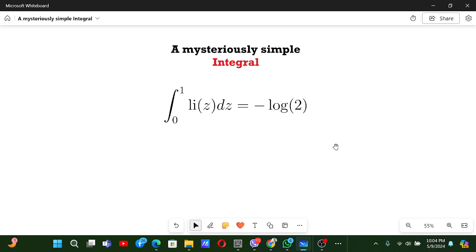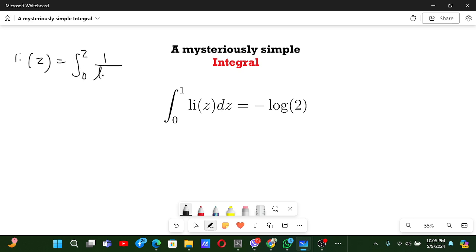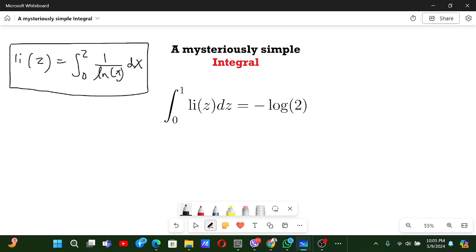A mysteriously simple integral. In this video we have the integral from 0 to 1 of li(z) dz, and the small li function is basically defined as the integral from 0 to z of 1 by ln x dx. With this definition of the function we will be able to find its integral from 0 to 1, and let us see how this goes.